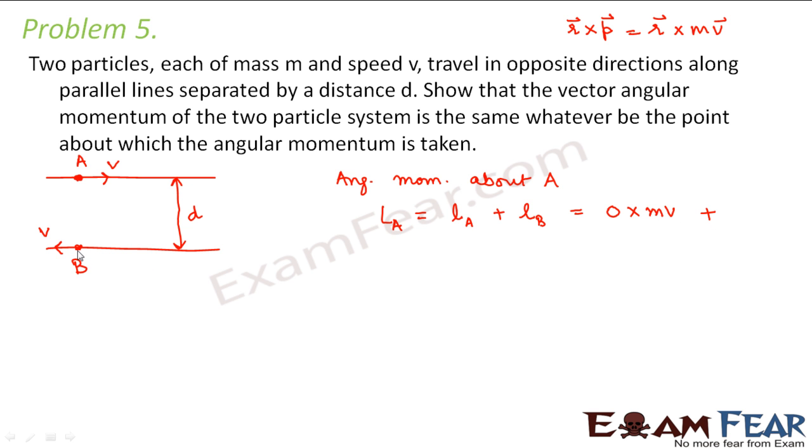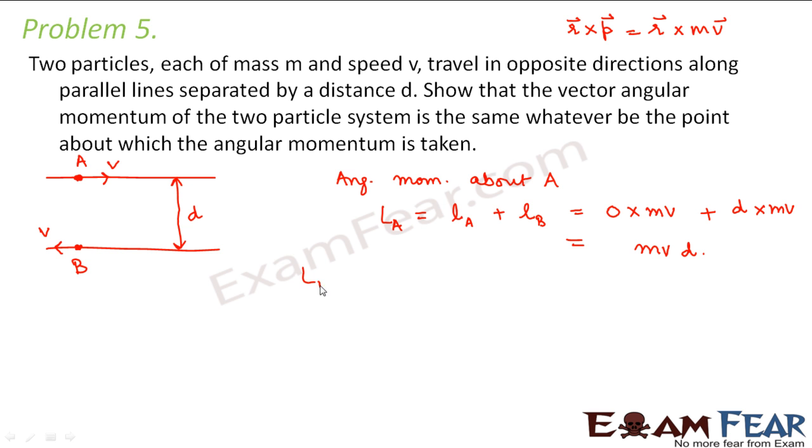plus for the particle B. What will be R? R will be nothing but d, because d is the distance of the point of the object B from the origin, which is now assumed to be at A. So this will be equal to d into mass into velocity. So what is the magnitude which we get? We get it as mvd.